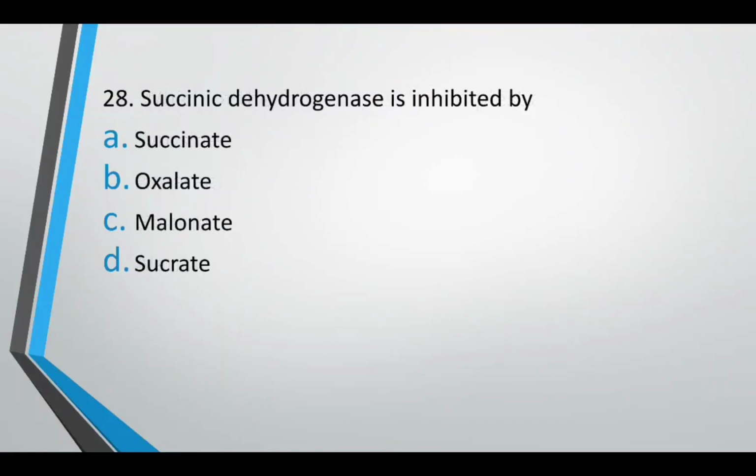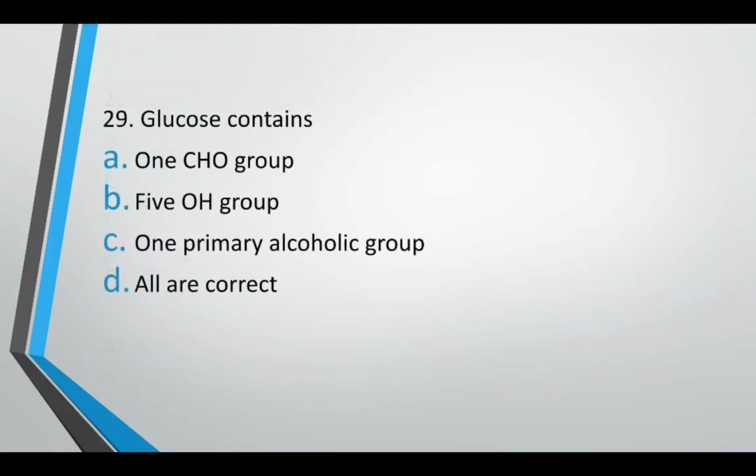Succinic dehydrogenase is inhibited by succinate, oxalate, malonate, sucrate. Correct answer is option C, malonate. Glucose contains 1 CHO group, 5 OH groups, 1 primary alcohol group, all of these. Correct answer is option D, all of these.